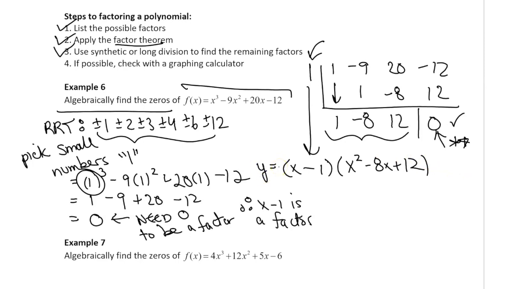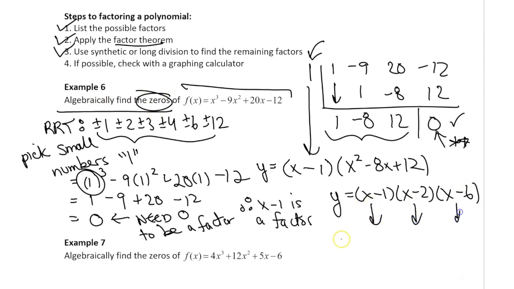So if you take x squared minus 8x plus 12 and you factor that how you would traditionally factor a trinomial, you can now say we would get y equals x minus 1, x minus 2, x minus 6. And they want us to find the zeros, so that would produce zeros of 1, 2, and 6.